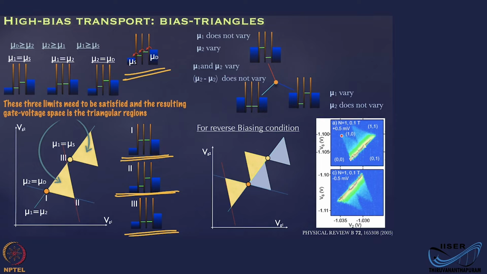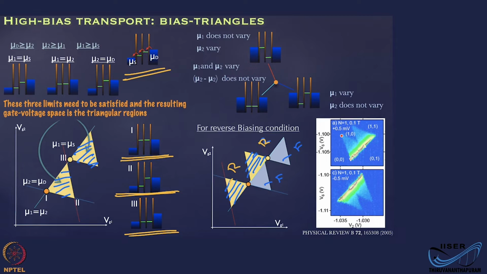Now, if you reverse the bias, you are going to get regions of no current in the opposite direction, okay? And that is represented by the triangles which are pointed upwards. These triangles are pointed downwards here, and these triangles are pointed upwards. And the relative alignment of these triangles is shown here. So this is for forward bias, this is for forward bias, and this is for reverse bias. Reverse bias, okay?